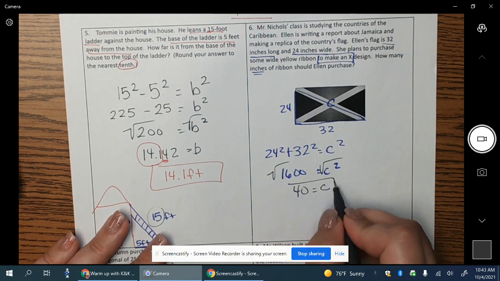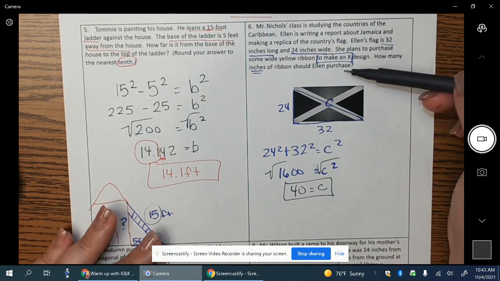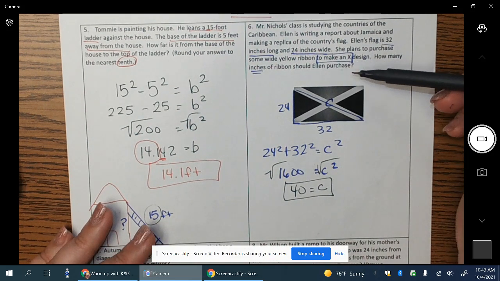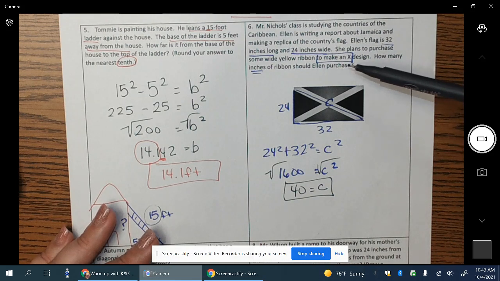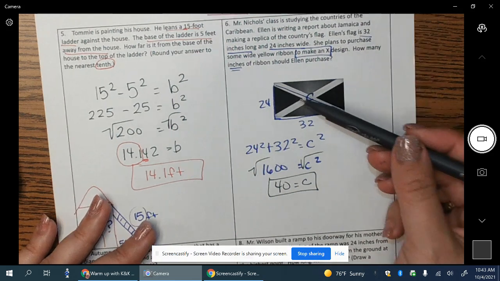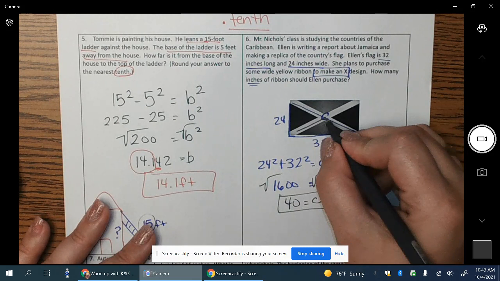Do we think 40 is my answer? No. I boxed something very important. You're going to have one of these on the DCA. It says you want to make an X. So one diagonal is 40, but how many diagonals are there?